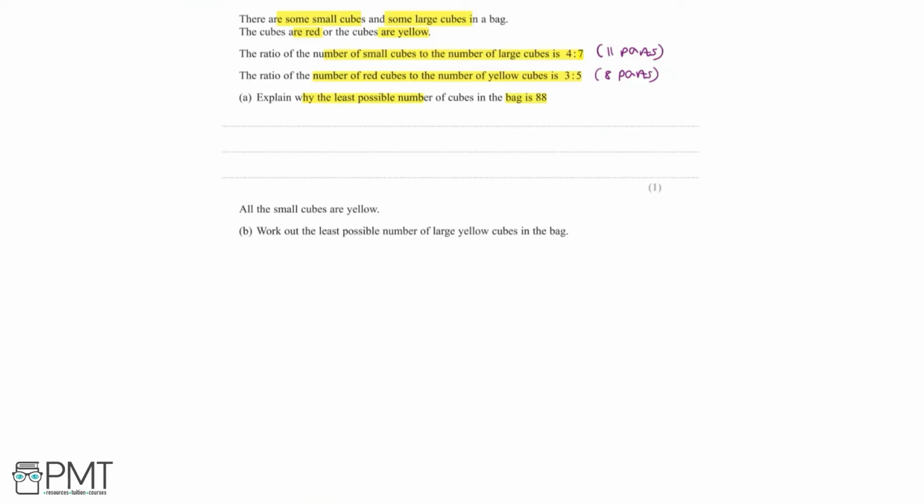You can have a small red cube or a small yellow cube, or a large red cube or a large yellow cube, which means that the two ratios need to be talking about the same number of parts, because the total number of small cubes and large cubes would have to be equal to the total number of red cubes and yellow cubes. And so to find the least possible number of cubes in the bag, we want the smallest number that allows the ratio of the number of small cubes to the number of large cubes, and the ratio of the number of red cubes to the number of yellow cubes to have the same total. And so what this question is really asking us to find is the lowest common multiple of 11 and 8 in order for the two ratios to have the same total. And so the least possible number of cubes in the bag is equal to 88 because the lowest common multiple of 11 and 8 is 88.